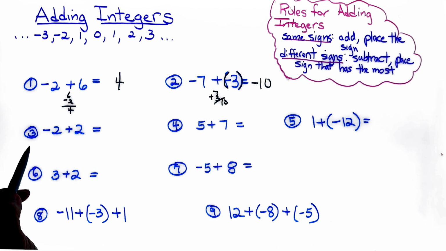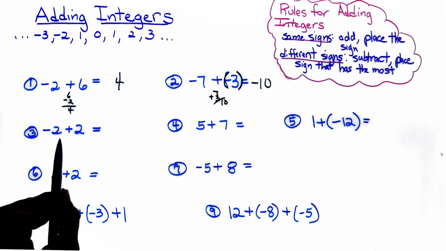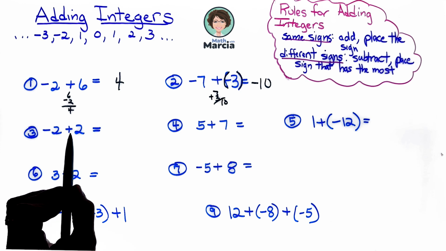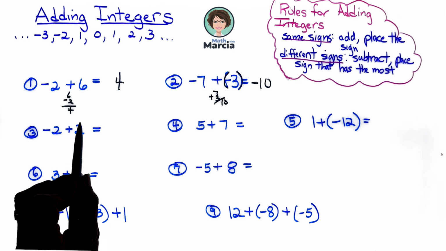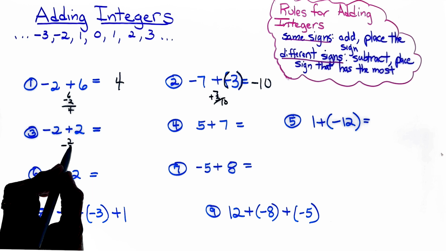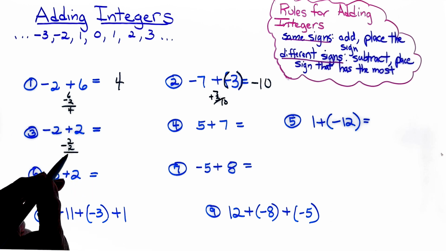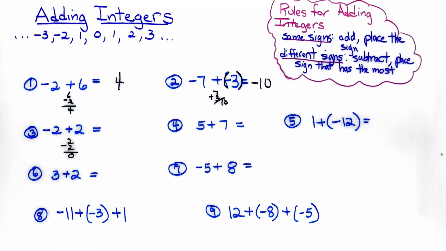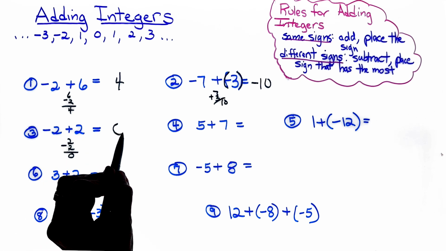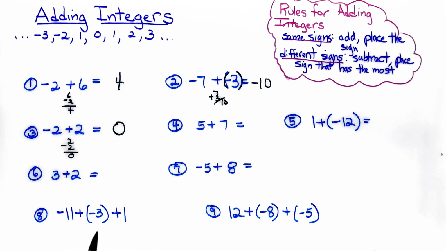All right, number 3. I have a -2 plus 2. Oh, the signs are different because this 2 is a positive. So without worrying about the signs, I am just taking the two numbers and I'm subtracting them. Oh, I get a 0. Well, the 0 is never positive or negative, so the answer is just 0.